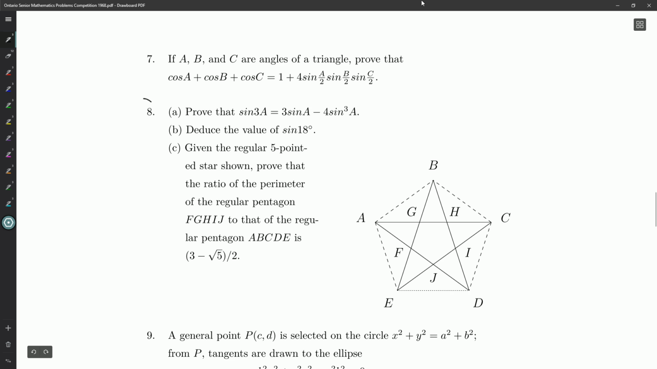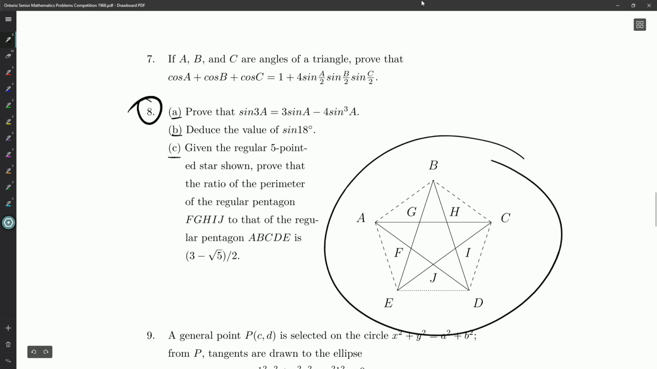Welcome again to question number 8 on our 1968 Ontario Senior Math paper. We've got 3 parts here, A, B, and C. We've got a nice, interesting little diagram here involving a pentagon and a pentagram, I guess, but we'll get to that. In part A, they want us to prove another trig identity.